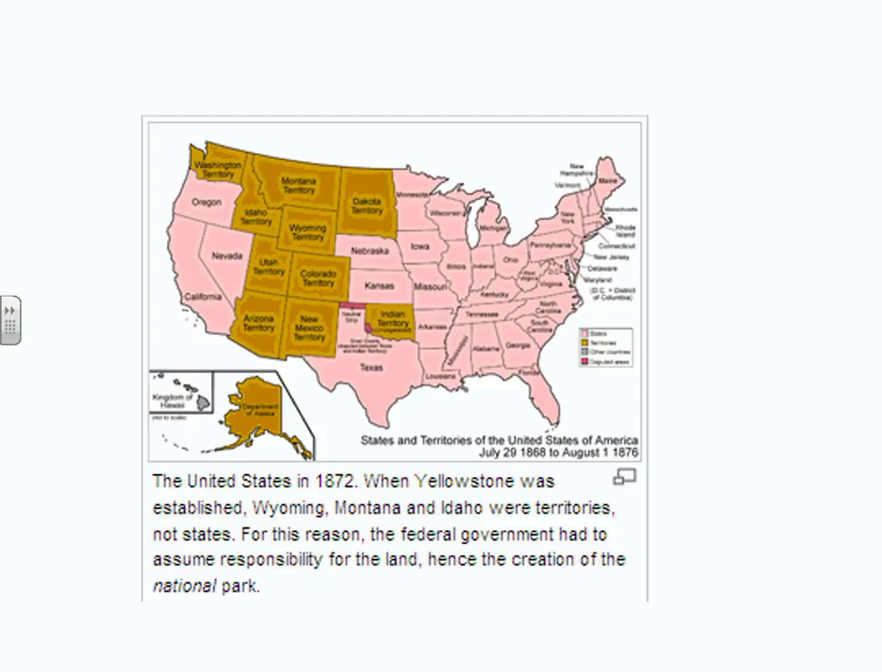It is found in Wyoming, Montana, and Idaho, so mostly in Wyoming right here. It was overseen by the federal government initially rather than by the state, because they weren't states yet. They were only territories at the time. The federal government oversaw Yellowstone.